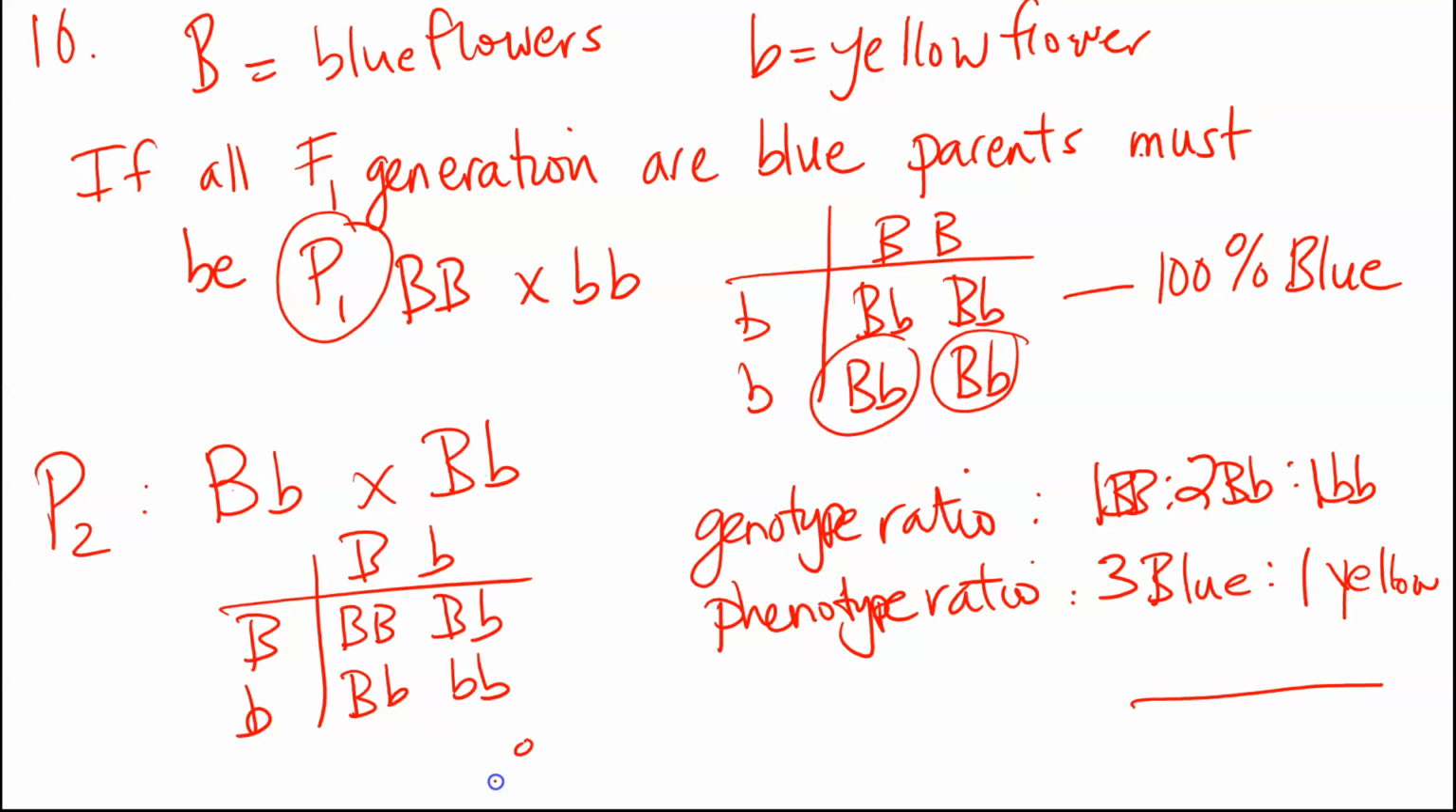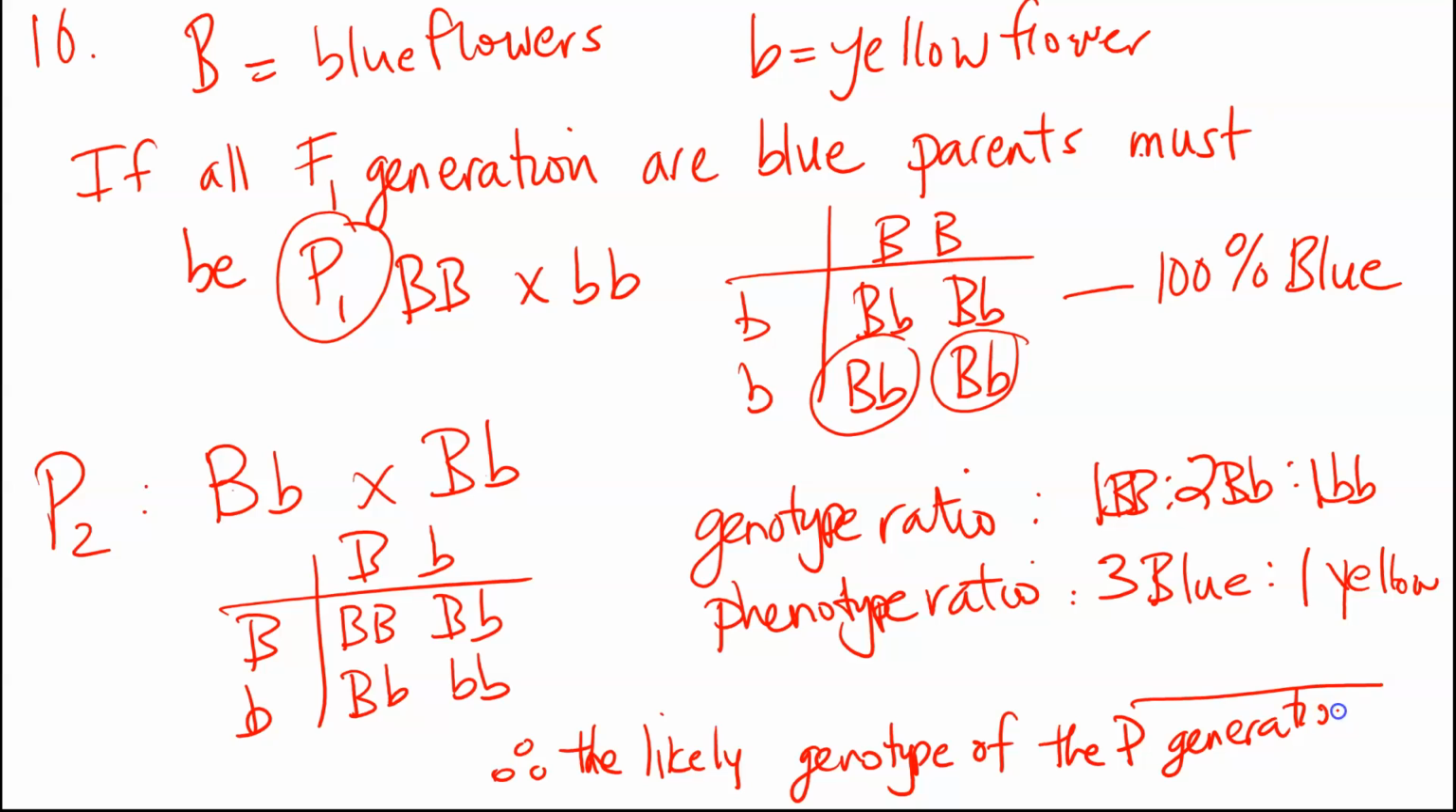Okay, so therefore the likely genotype of the P generation is big B with small b.